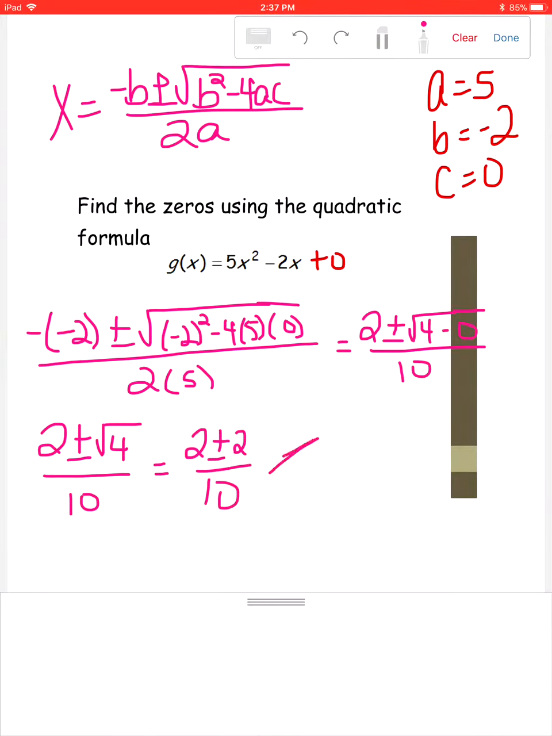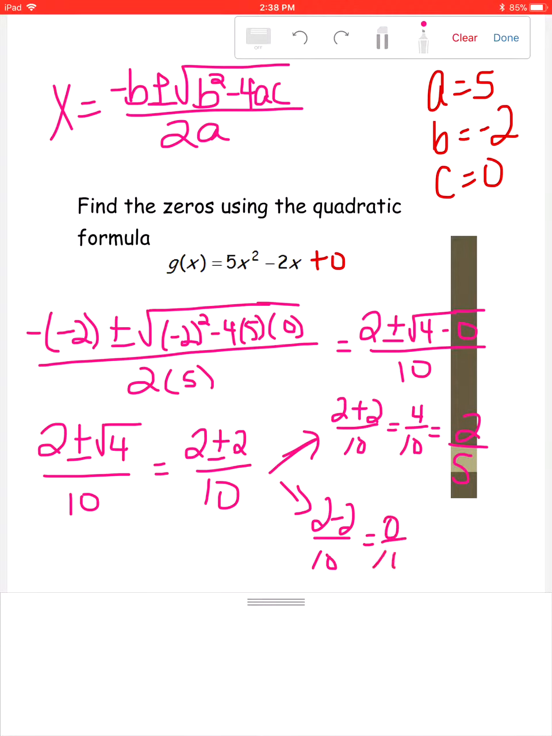And we're able to get two different answers from this. So the first one is 2 plus 2 over 10, which is 4 over 10, which is 2/5. And then our second answer is 2 minus 2 over 10, which is 0 over 10, which is 0. So I have two solutions. My two solutions are 0 and 2/5.